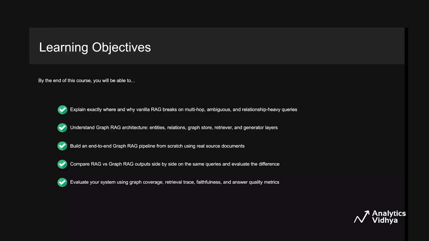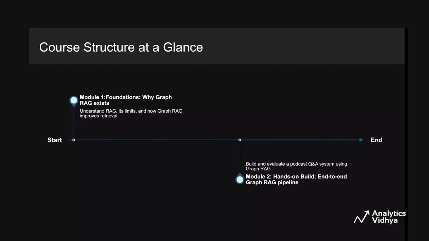Third, you will be able to build a complete graph RAG pipeline from scratch using real source documents. Fourth, you will compare RAG versus graph RAG outputs side by side on the same queries and evaluate the difference yourself. And fifth, you will be able to evaluate your system using graph coverage, retrieval trace, faithfulness, and answer quality metrics.